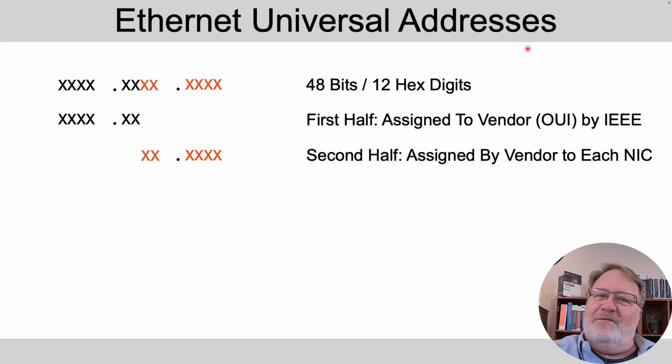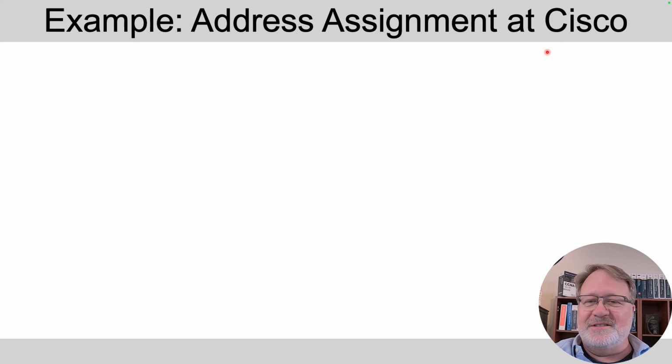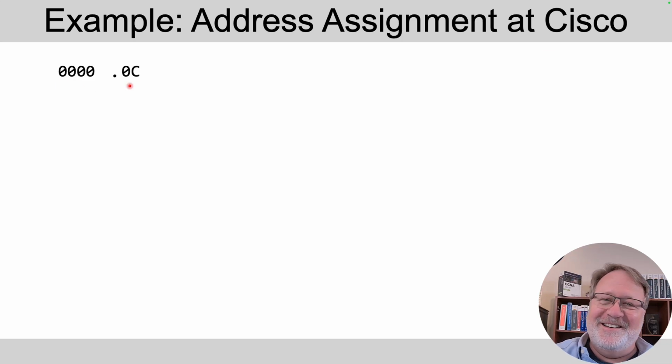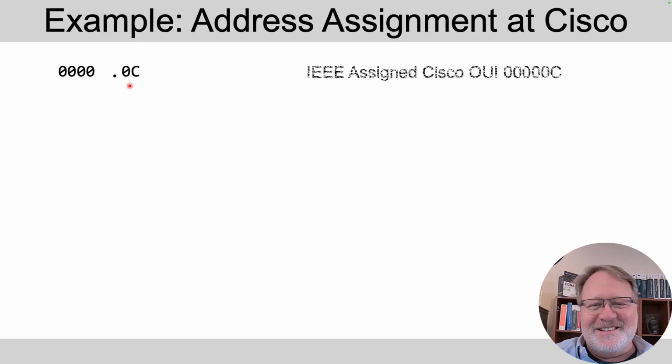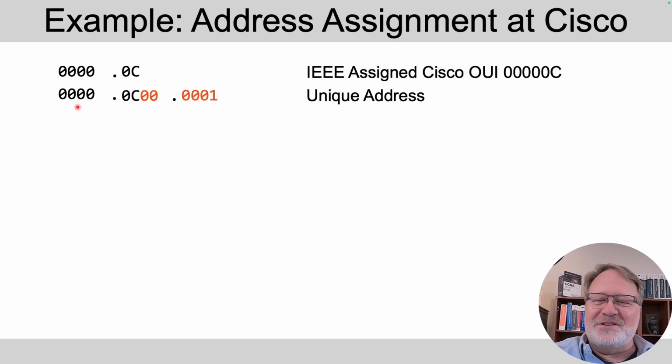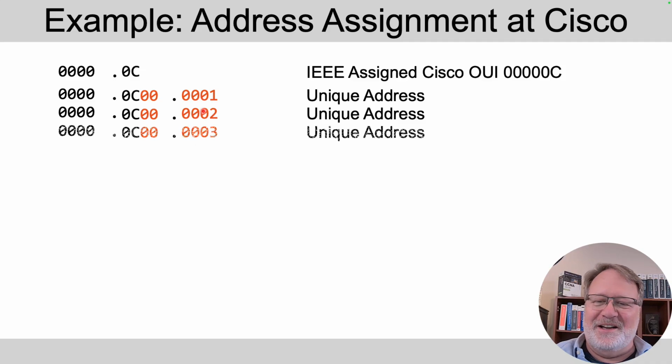So a value assigned by the manufacturer in the second half, a value assigned by the IEEE in the first half to get these universal addresses. For instance, Cisco was given by the IEEE this nice handy five zeros and a C OUI value early in its days, and then they could have created one MAC address like that, and the next one, and so on, as long as they use unique values here, and as long as no other vendor used the five zeros and a Charlie value for the OUI, those MAC addresses would indeed be universal, that is, unique in the universe.